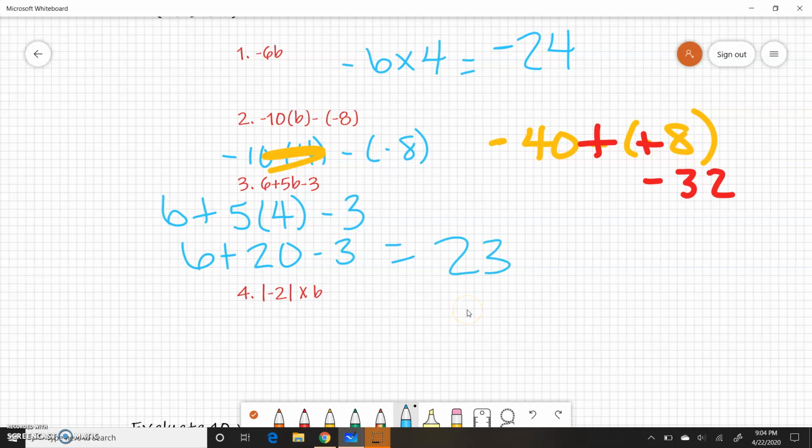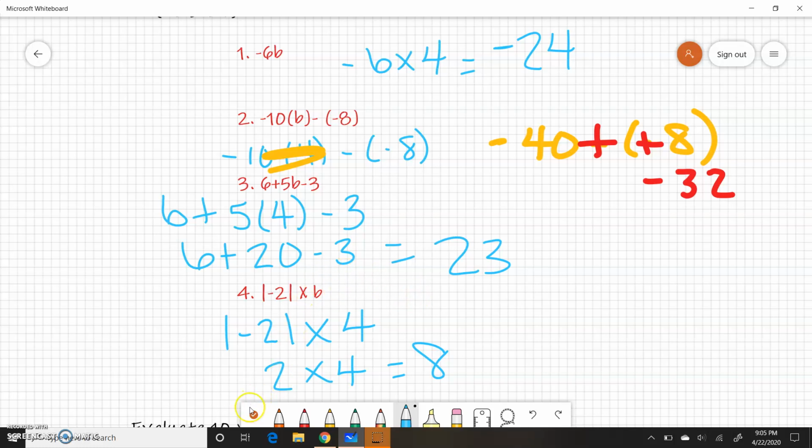And number 4. Okay, this one throws in absolute value. So when I write my problem, it's the absolute value of negative 2 times 4. If you remember, absolute value really just means how far a number is from 0. So really, this is actually 2 times 4 equals 8. The absolute value is always the positive version of it. So the absolute value of negative 2 is really just 2. So 2 times 4 gave me 8.